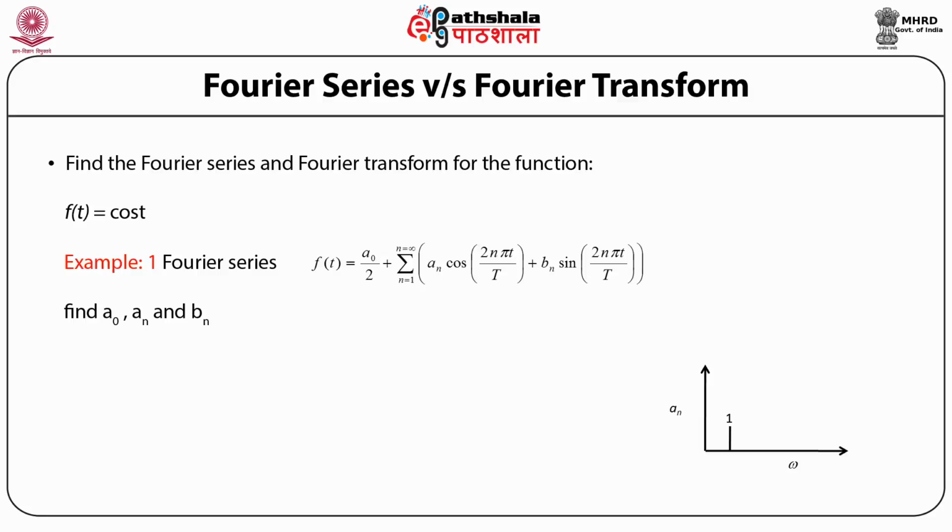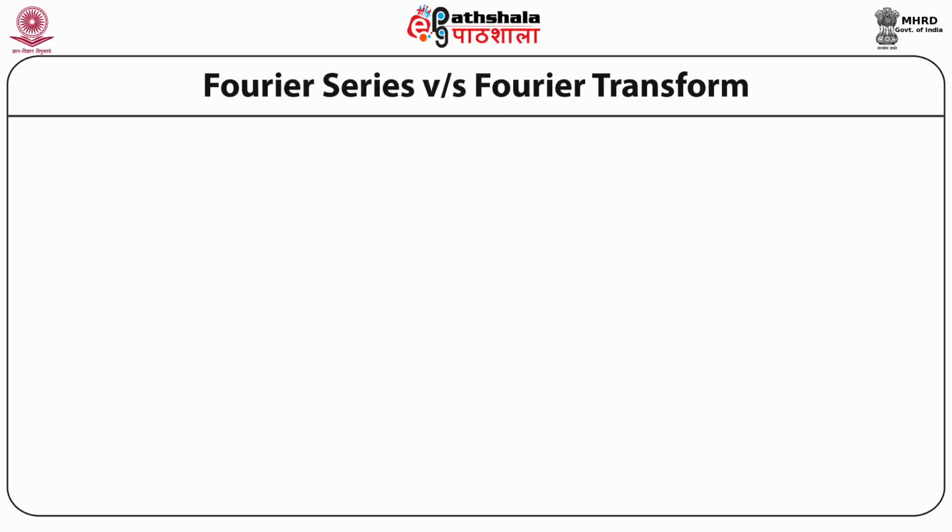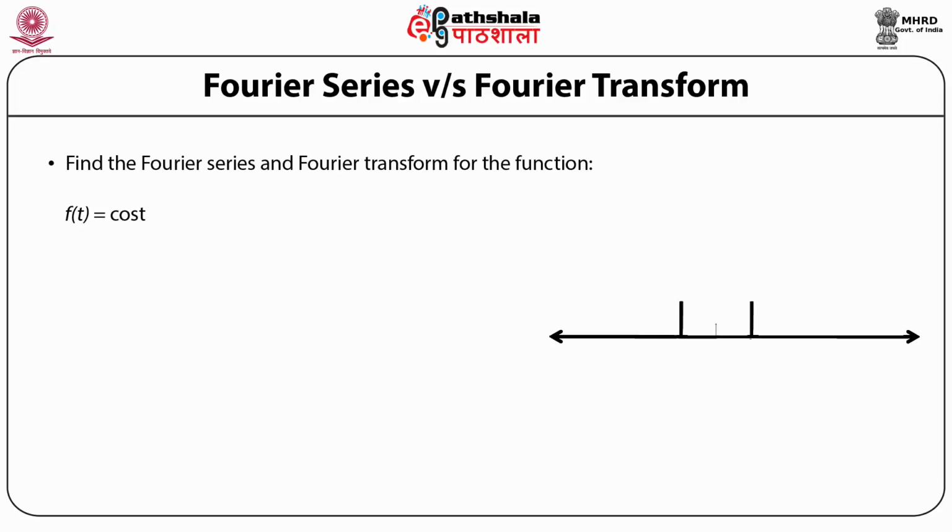So if you put cos t is equal to a0 by 2 plus the whole right hand side, then you can find a0 is equal to 0, b0 is equal to 0, then an is equal to 0 for n not equal to 1, and a1 is equal to 1. Then you can write cos t is equal to the same thing. When you substitute, you will find out it is the same cos t. That means there is only one frequency at omega is equal to 1. We will see the same function.